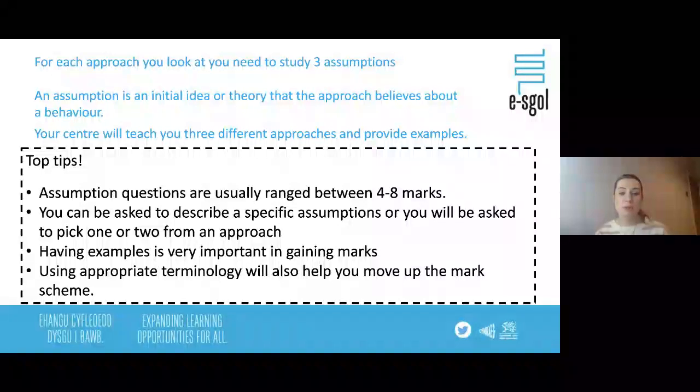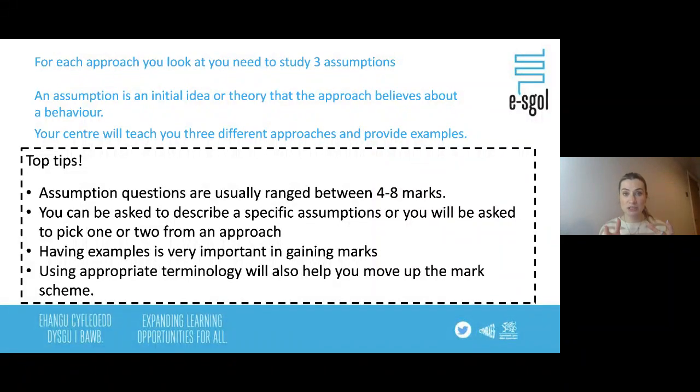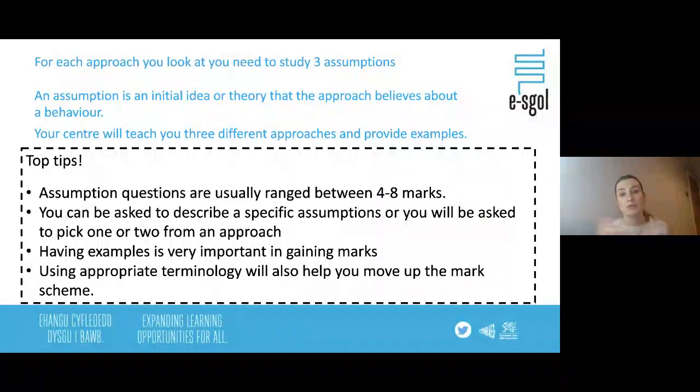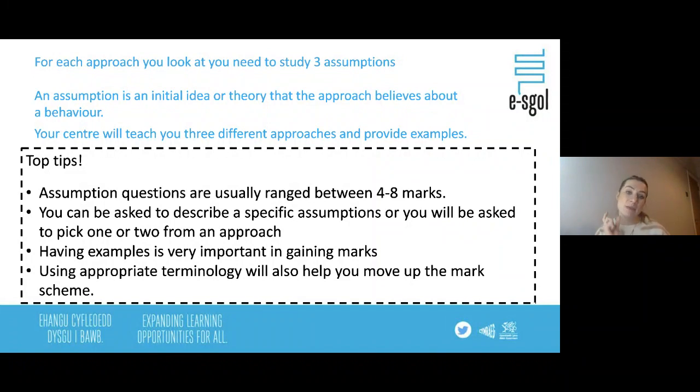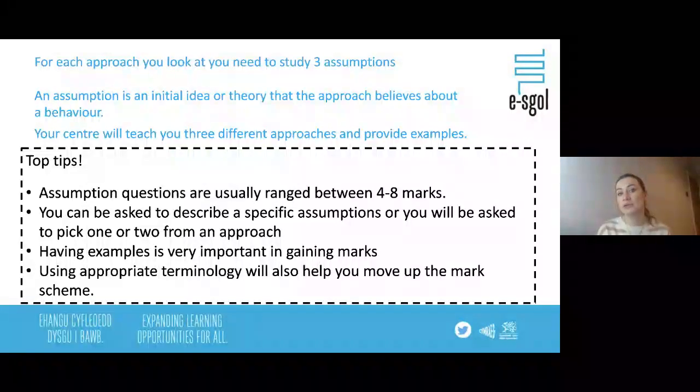You can be asked to describe a specific assumptions question. So you could be asked on the localization of brain function assumption, or you could be asked to pick 2 assumptions of the approach. Okay, so your question could be describe the localization of brain function assumption of the biological approach, or it could be describe 2 assumptions of the biological approach. That way you'd be able to pick the ones that you want to write about. But because they could name any of the assumptions that they want, you have to make sure that you are learning all 3 of them.